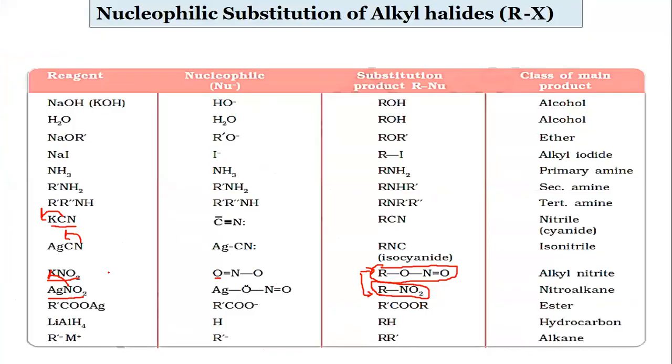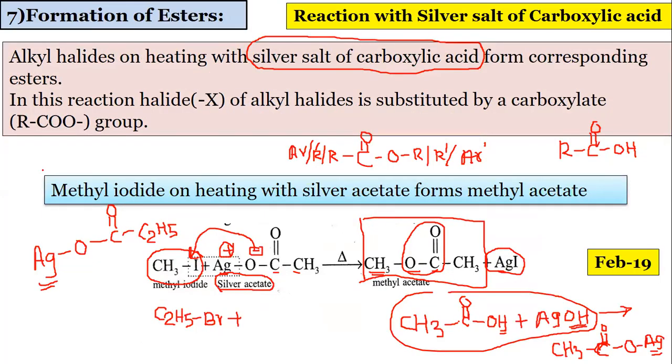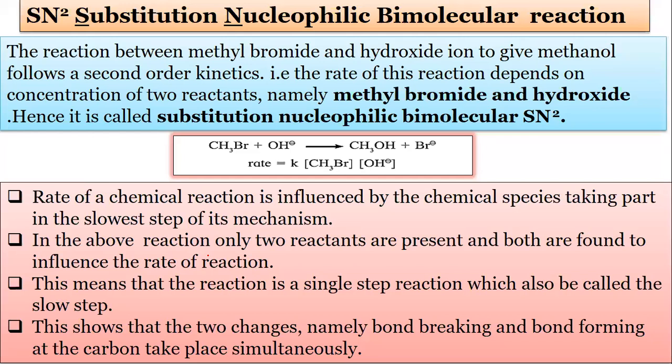In this table it is clearly given what the product is when AgNO2 is used. See the product here, RNO2. The attack takes place through this nitrogen. When KNO2 is used, the attack takes place through oxygen. ONO is the product. Same for AgCN, we get here RNC. When KCN is used, we get here CN. So make a practice of these reactions today. Williamson synthesis, esters. Writing of the reactions is very important.